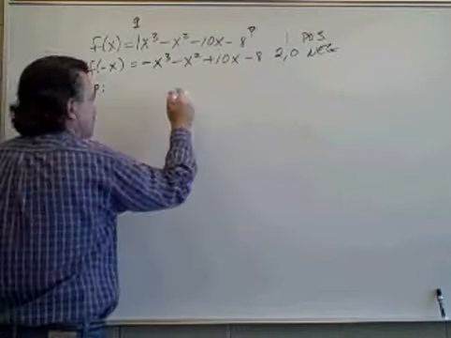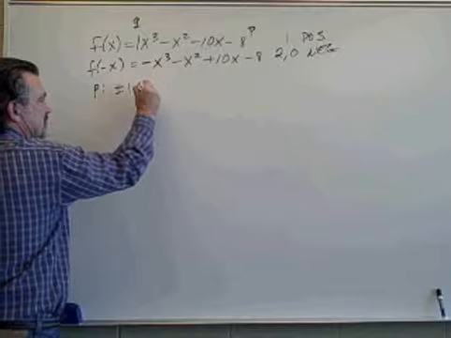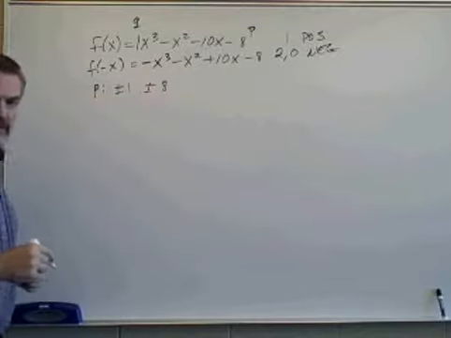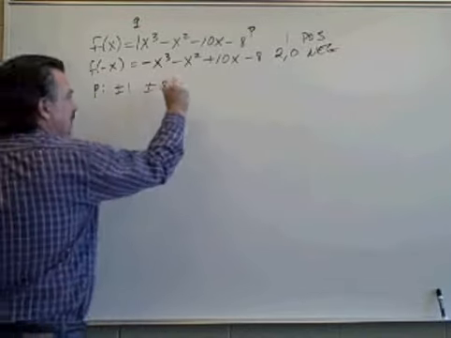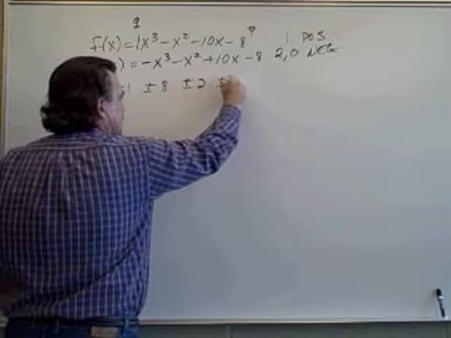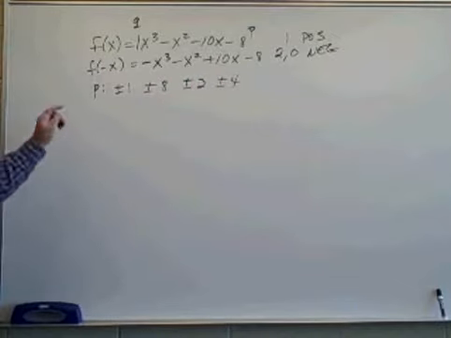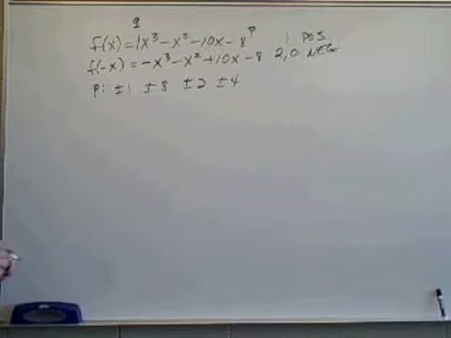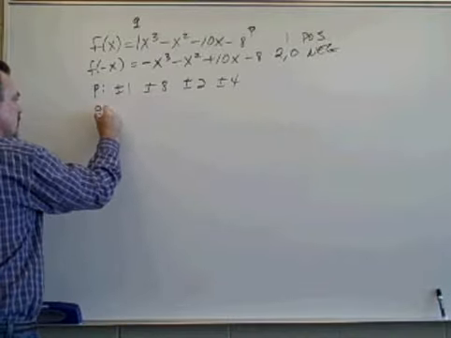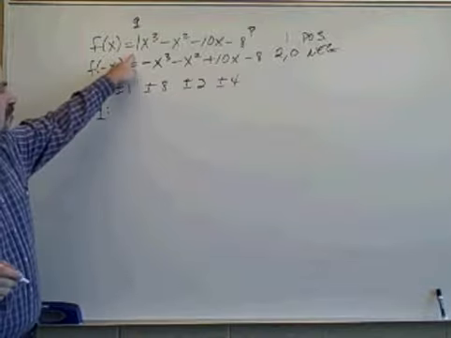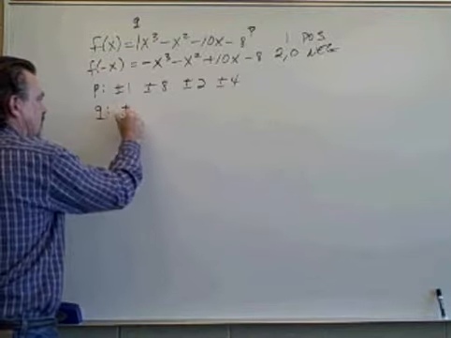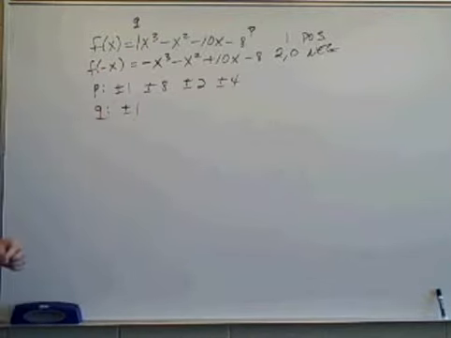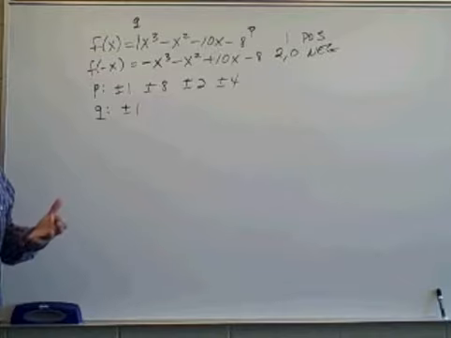So if we think of the factors of 8, that'd be plus or minus 1 times plus or minus 8, right? Those are 2 factors of 8. Plus or minus 2 times plus or minus 4. So our P values here come from that set of values. The Q values would come from the factors of 1. Well, the only factors of 1 are plus or minus 1.